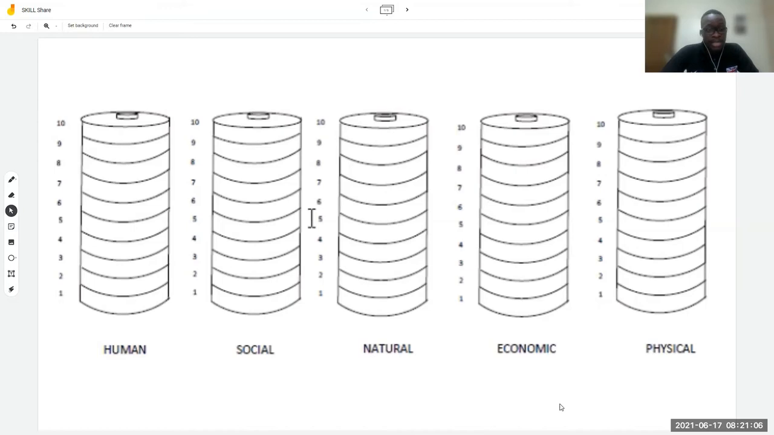So on the human side, or on the human pillar, this is something that is within ourselves. So what is making us vulnerable or resilient in terms of dealing with drought? So it could be we do not have enough information, so information or knowledge on how to adapt to drought. We do not have information on climate smart agriculture, so that becomes a vulnerability.